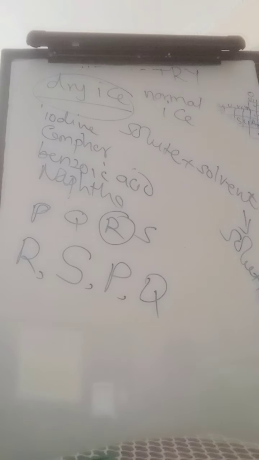Zinc is used to coat iron gates to prevent the iron from rusting. State the name of this method of preventing iron from rusting. You must have heard of something called galvanizing, isn't it? Or galvanization. The coating of a less reactive metal with a more reactive metal to prevent it from what? Rusting. Or sometimes some people call it sacrificial protection.